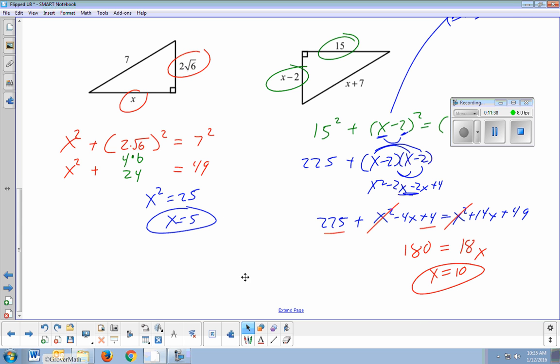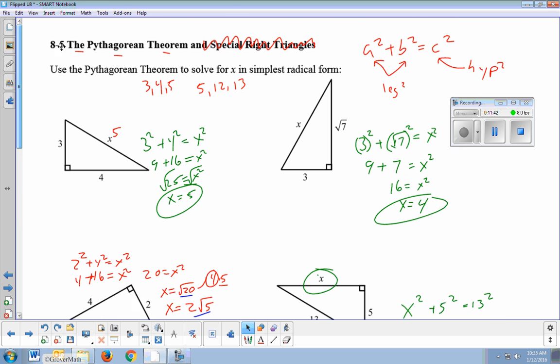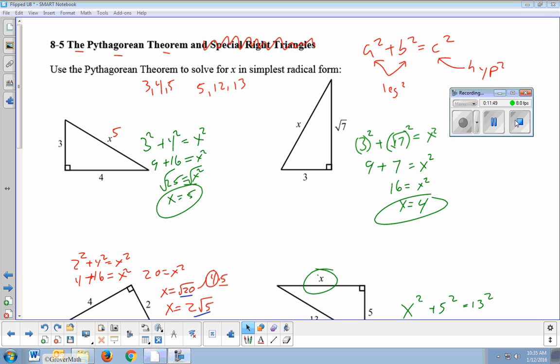So you're going to have to do Pythagorean theorem with radicals, with expressions, finding sides, finding legs. Don't forget your common triplets to help you save some time. And that's the Pythagorean theorem, and we'll practice that, of course, tomorrow in class.